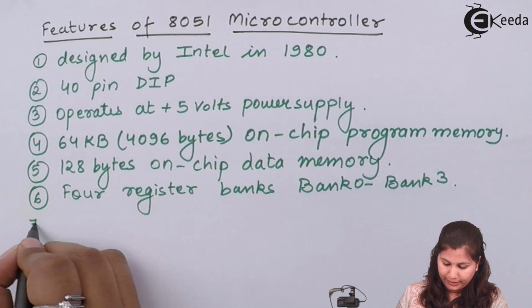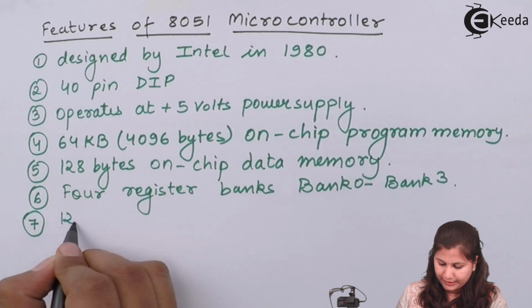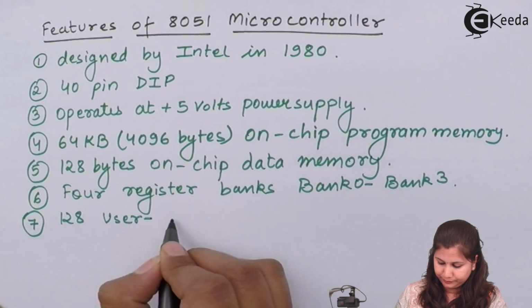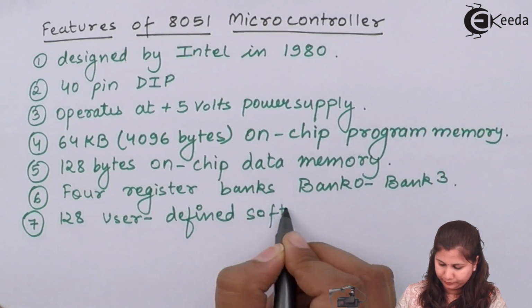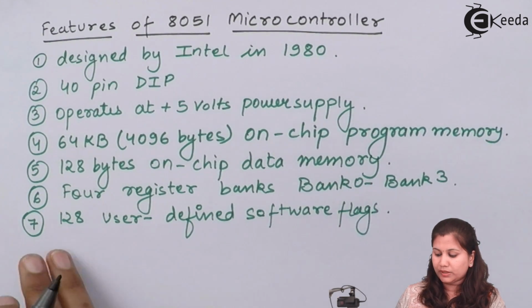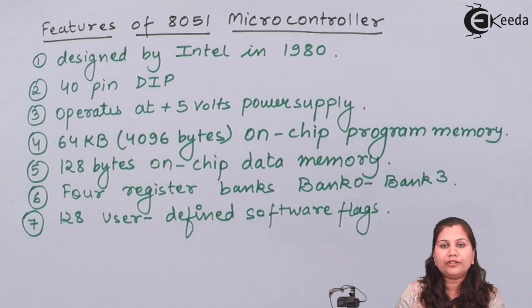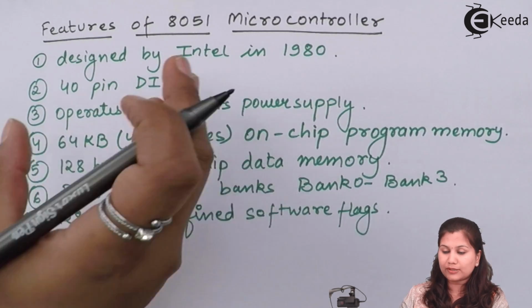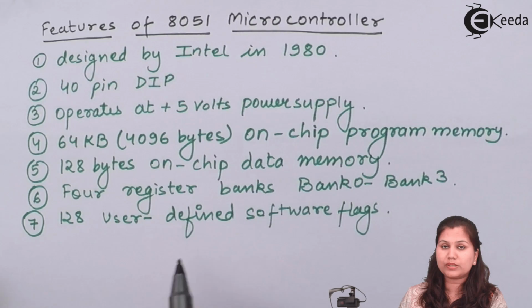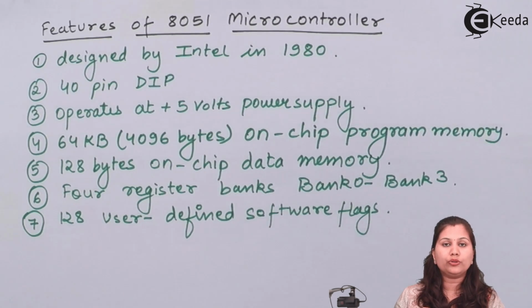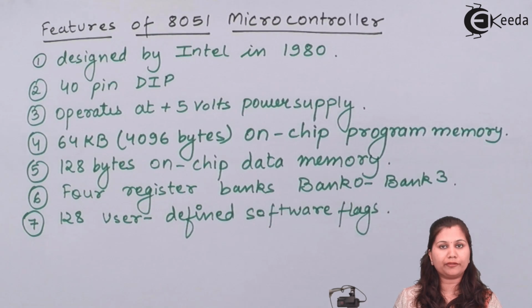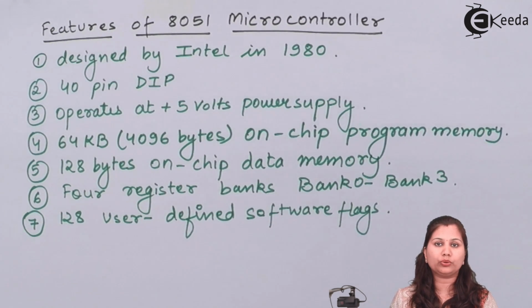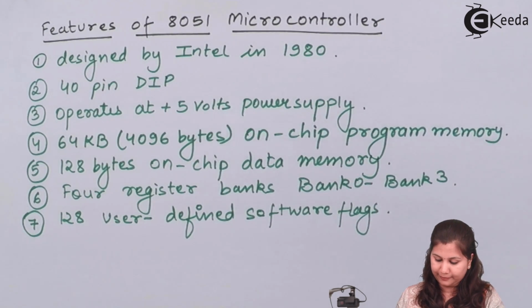Okay. Next feature is it has 128 user-defined software flags. Flags are used to indicate the internal conditions of the registers. So if we want to use these flags, in the case of 8051, we have 128 user-defined software flags. So the user can define these flags in the programs, and they can be used to know the conditions of the internal registers.